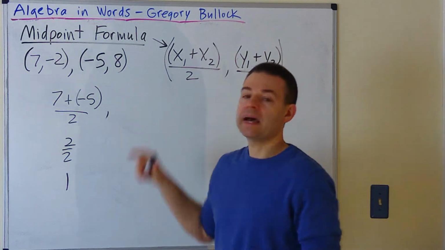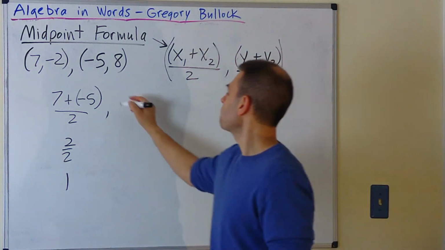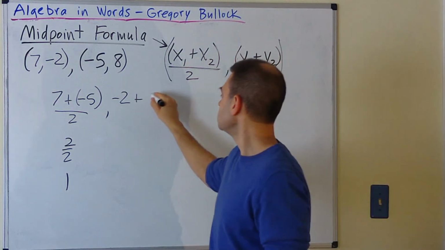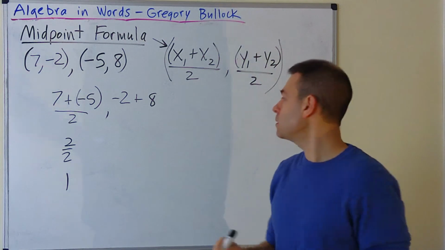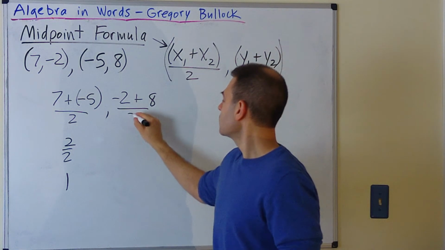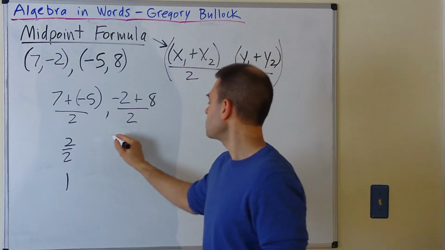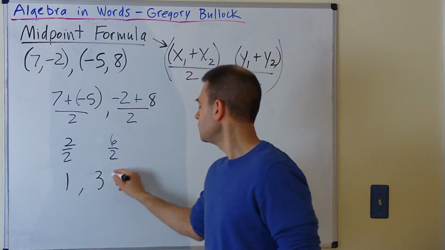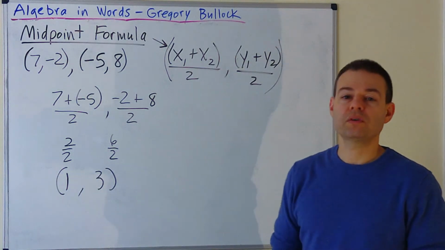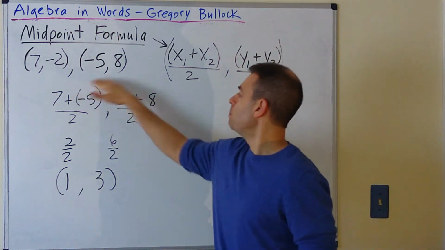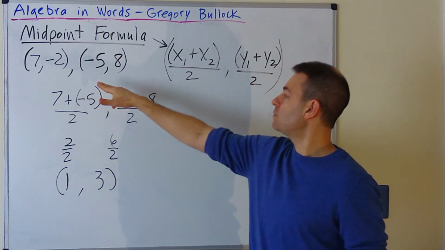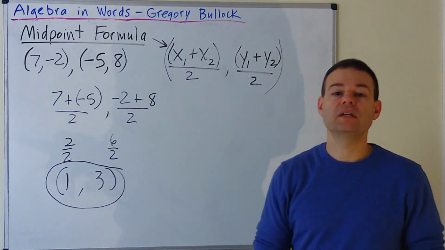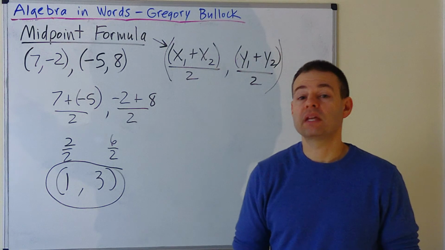Comma, and now let's look at the y values. -2 plus 8. And -2 plus 8 is 6. And we want that over 2, so 6 over 2 is 3. So when we simplify that all down, what is the midpoint between (7, -2) and (-5, 8)? It is (1, 3). And that's all there is to it.